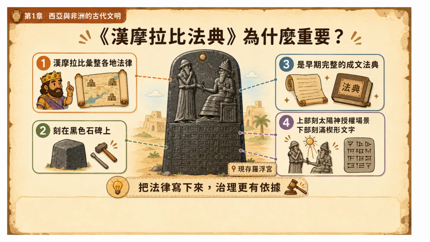In the middle, we see an illustration of the black stone monument. The upper part shows Hammurabi receiving authority from the sun god, while the lower part contains cuneiform writing. It is one of the earliest complete written law codes. By writing laws down, rulers could govern with clearer rules and stronger authority.